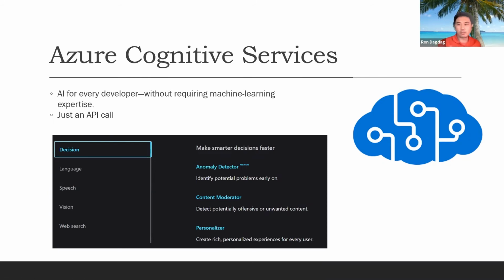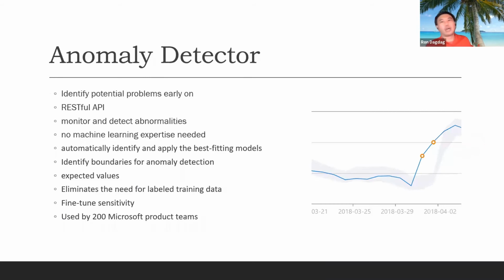For Anomaly Detector, I will talk more about that. So it identifies potential problems, kind of like what we were talking about here. But the difference is instead of using ML.NET or streaming analytics, it's an API that we can just call, a RESTful API. So monitoring and detecting abnormalities, machine learning to monitor and detect.